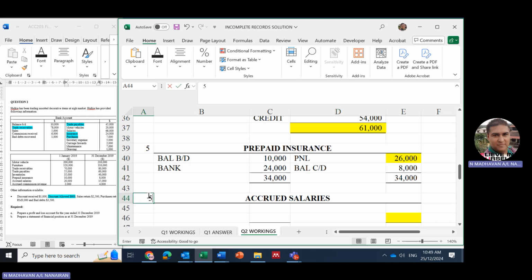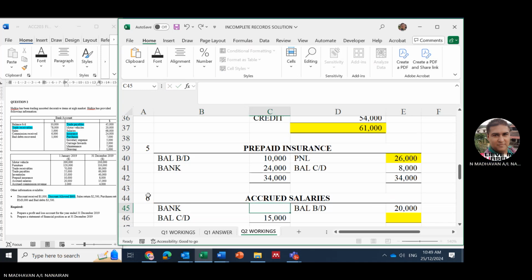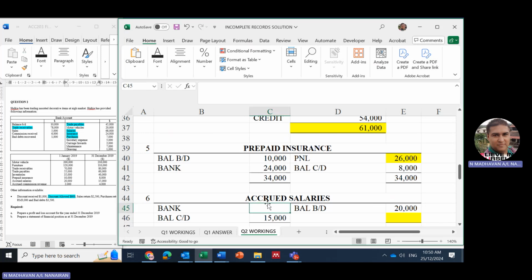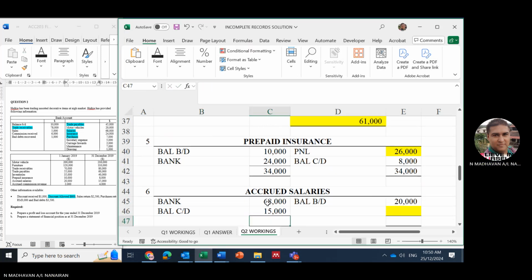Next. Number 6. Accrued salaries. Balance brought down how much? 20,000. Balance carry down. Bank 68,000. 83. 83. So P&L is? Yes or no? All okay? 1.5 marks. Wow, so easy.